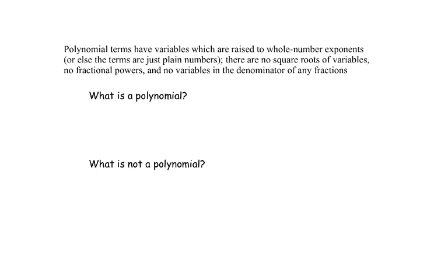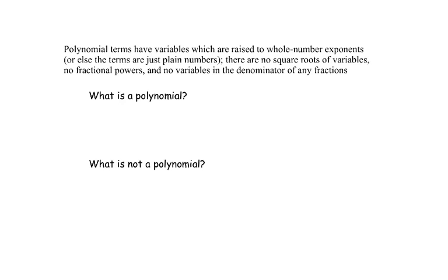Alright, then our next idea here is that polynomial terms have variables which are raised to whole number exponents. So we are never going to be seeing a polynomial that has like an x to the half. That's not a polynomial. That is going to be a function that we can use, but not a polynomial. Or else the terms are just plain numbers. So again, whole numbers, plain numbers.